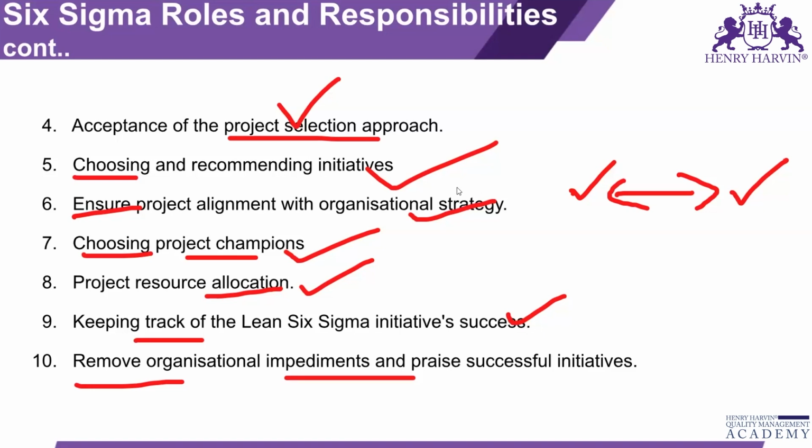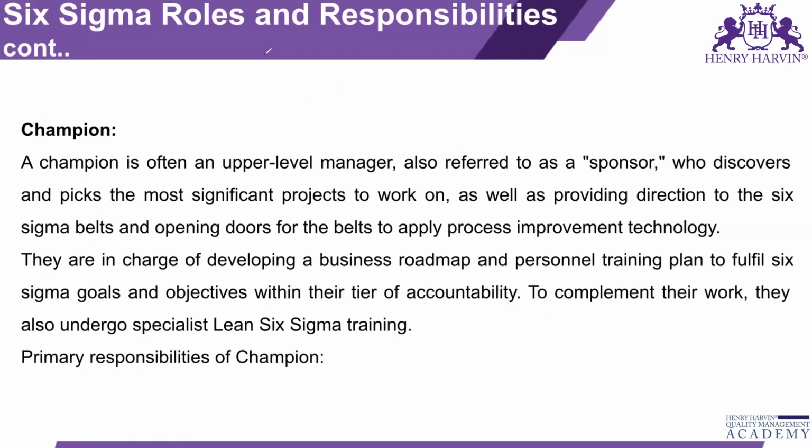Next one, champion. Next person, please. A champion is often an upper-level manager, also referred to as sponsor, who discovers and picks the most significant projects to work on, as well as providing direction to the Six Sigma belts and opening doors for the belts to apply process improvement technology. They are in charge of developing a business roadmap and personal training plan to fulfill Six Sigma goals and objectives within the tier of accountability. To complement their work, they also undergo specialist Lean Six Sigma training.